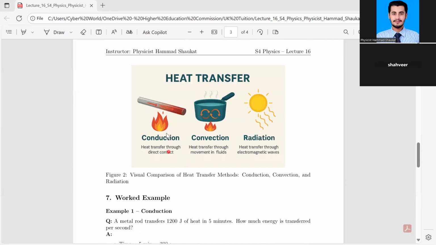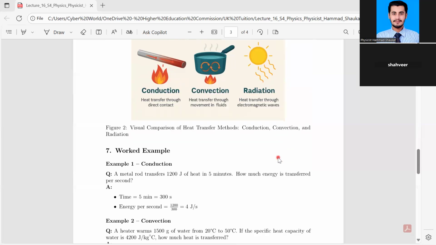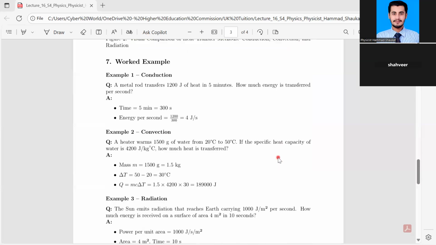So here you can see an illustration: when you heat up a rod, this end will heat up first, and below you can see heat will also transfer to the back side of the rod. This is all due to the conduction phenomenon. And when you heat up water, the less dense molecules rise up and the more dense molecules sink. This is called convection. And in radiation, the heat comes from the sun in the form of electromagnetic waves. Now let's move on towards the worked examples.